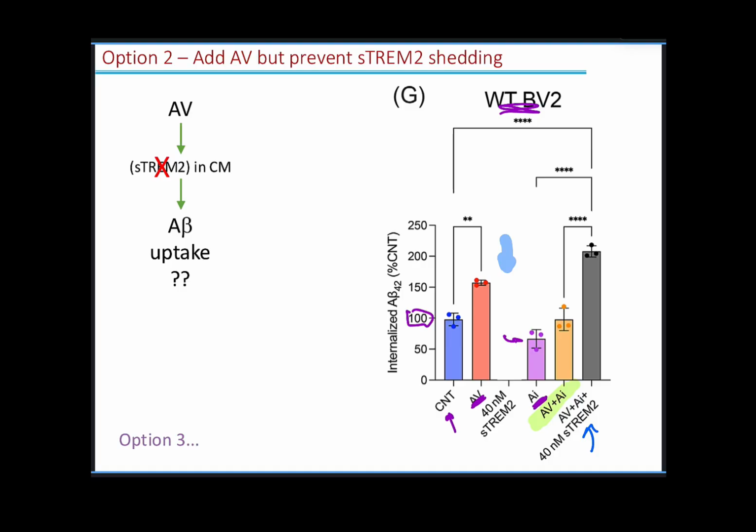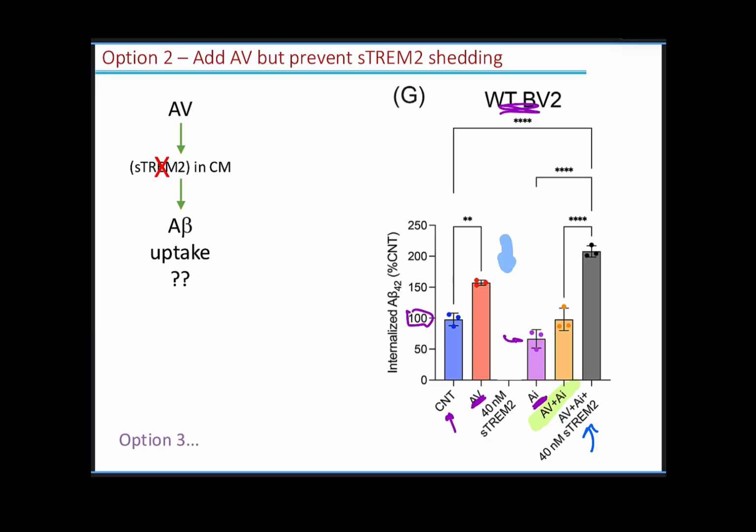killed the ability of cells to make STREM2, but if you add it from the outside, if you add it exogenously, as we would normally say, it still works. So the cell is still responding to STREM2. What we did with the inhibitor is kill the ability of cells to make STREM2 and therefore kill the ability of AV to do anything. Okay? But if you add STREM2 on the side, the cells are responding just fine.